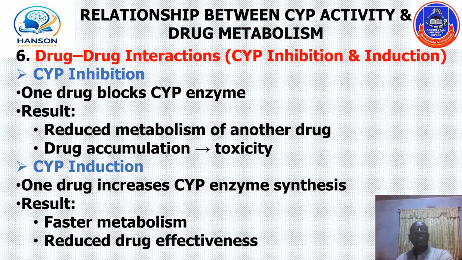Number 6, we have drug-drug interaction, cytochrome P450 inhibition and induction. In the case of inhibition, one drug blocks the cytochrome P450 enzyme, and that blockade can result in reduced metabolism of another drug and then result in drug accumulation, which in turn becomes toxic.